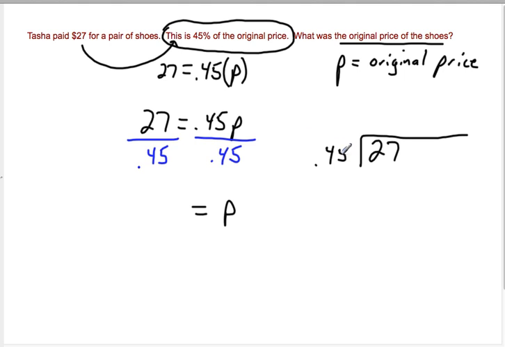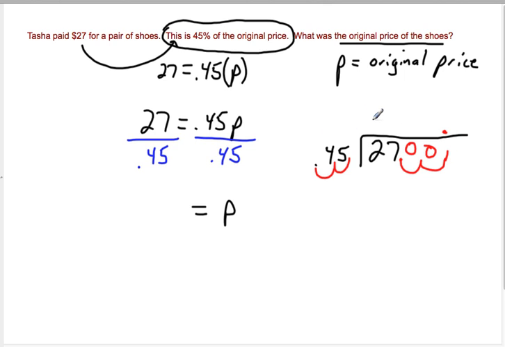0.45. Now we need to move the decimal 2 places to the right. Same thing in here. 1, 2. Replace that with some zeros. Put the decimal into the answer and get started.